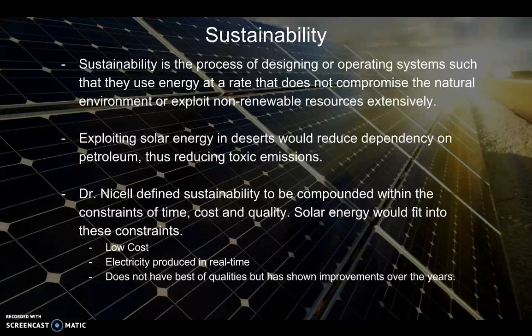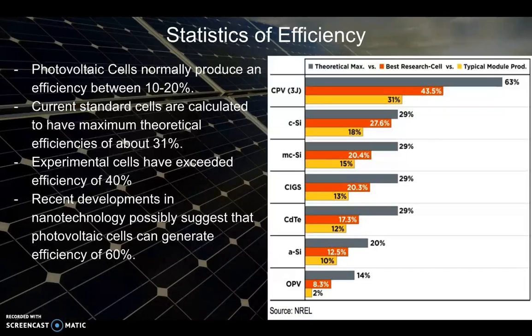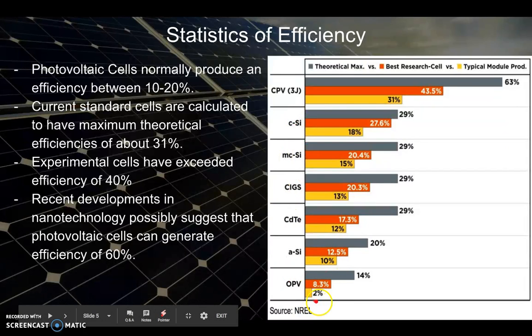And as Dr. Neisel defined sustainability to be compounded within the constraints of time, cost, and quality, we believe that solar energy would fit into these constraints, and these constraints are reflected in the statistics of efficiency, where we can see, for example, the CPV produces a theoretical maximum efficiency of 63%, a best research cell an efficiency of 43.5%, and a typical module an efficiency of 31%. This sort of decreasing trend is portrayed in every single cell, where we see that the actual efficiency is very small compared to the theoretical efficiency.